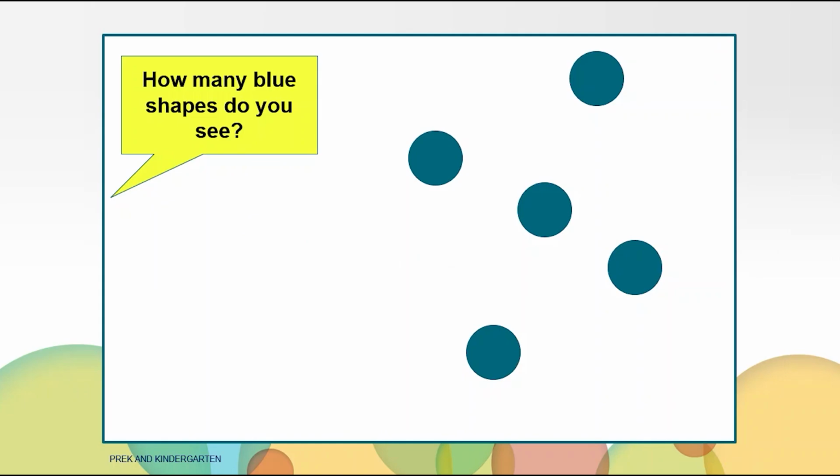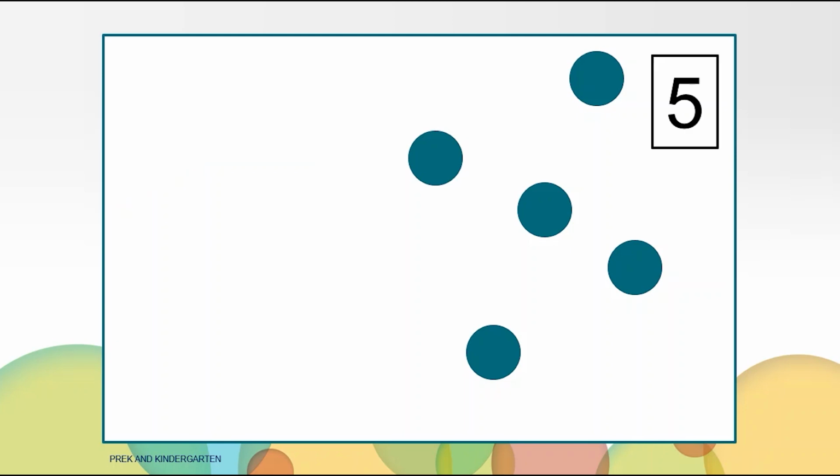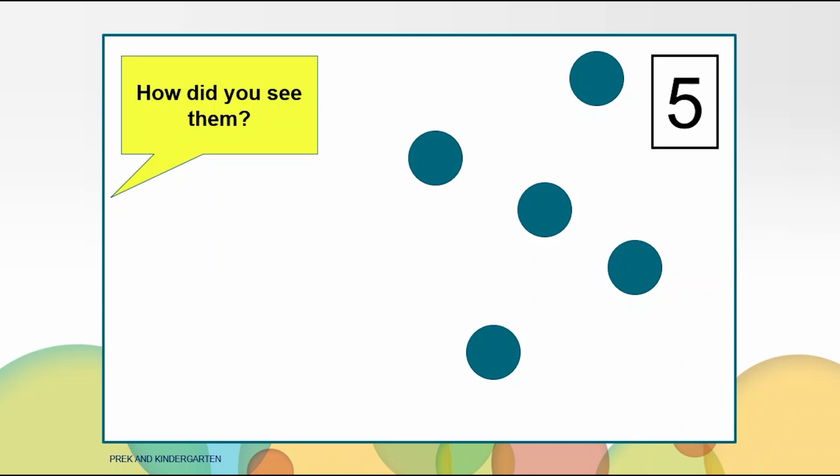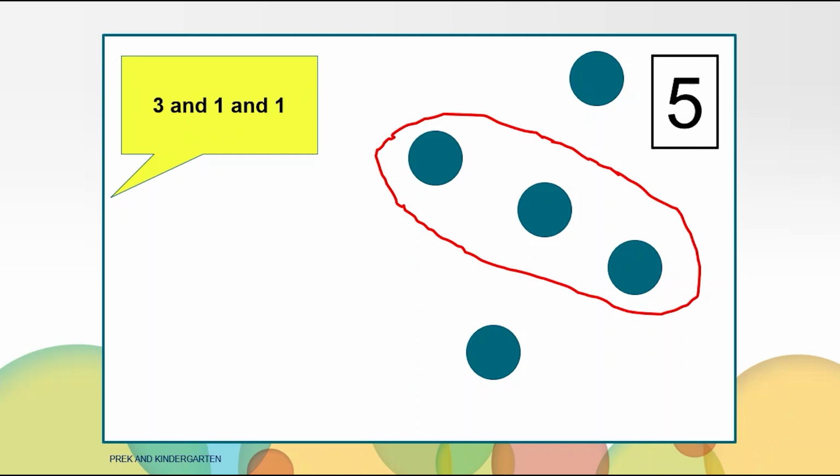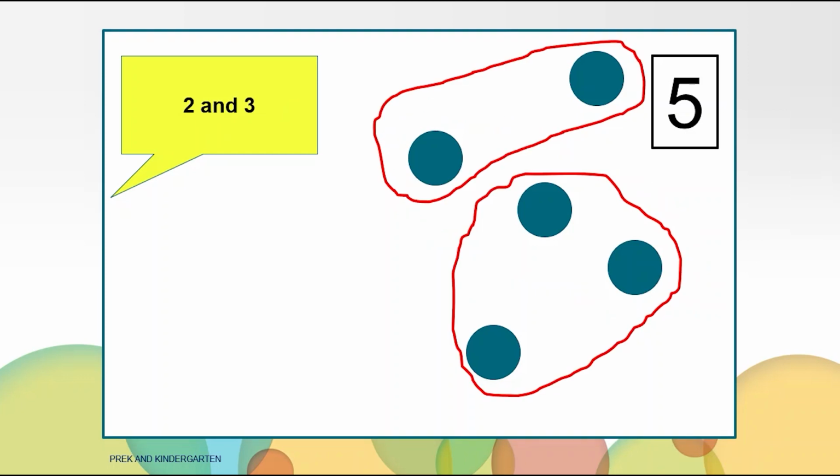How many blue shapes do you see? 5. How did you see them? Maybe you saw 3 and 1 and 1. Or maybe you saw 2 and 3.